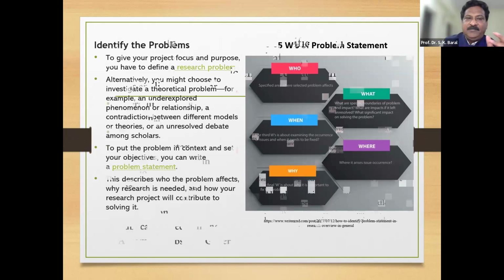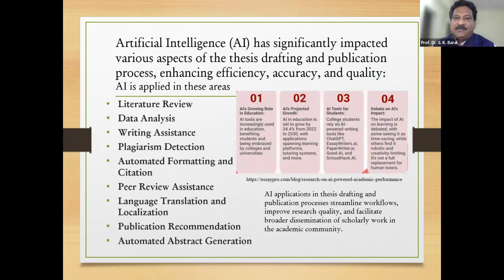And artificial intelligence has significantly impacted various aspects of the thesis drafting and publication process. Because through artificial intelligence, we are enhancing efficiency, accuracy, and quality. So these are the areas where you can use artificial intelligence.